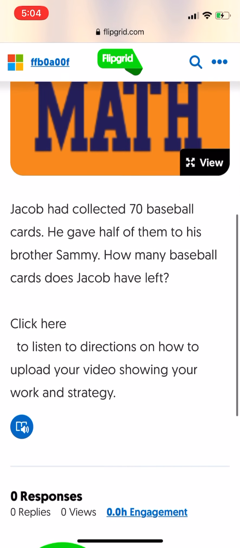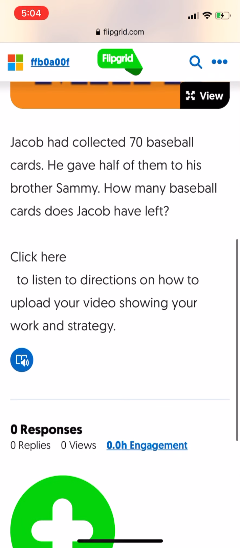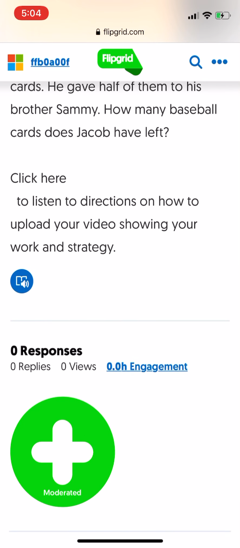Jacob had collected 70 baseball cards. He gave half of them to his brother Sammy. How many baseball cards does Jacob have left? So once you're ready to solve that, you're going to click on the green circle with the plus sign in the middle. And don't start recording until you have either paper and pencil ready that you're going to record you solving it, or a dry erase board and a marker.